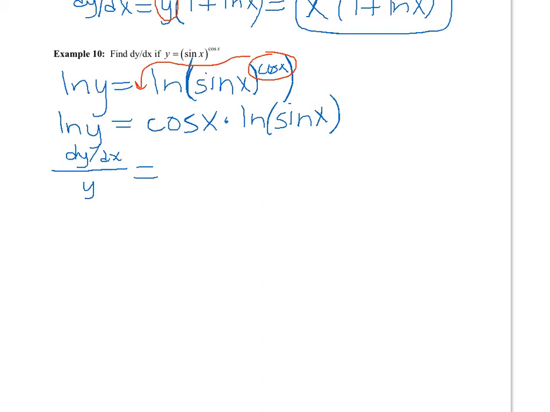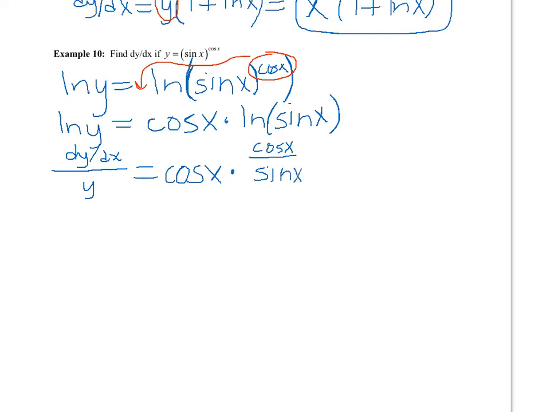Okay, so we've got a product rule on the right-hand side. We've got the cosine of x times the natural log of the sine of x. So the derivative is going to be the first, cosine of x, times the derivative of the second. So first times the derivative of the second. And this is a little bit different here. We've got the natural log of the sine of x. So the derivative of the natural log of anything is just the derivative of the argument. So the derivative of the sine of x is cosine of x all over the original argument, and that's going to be the sine of x.